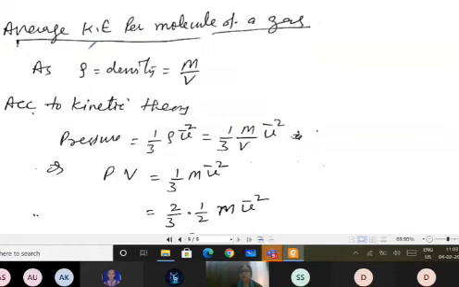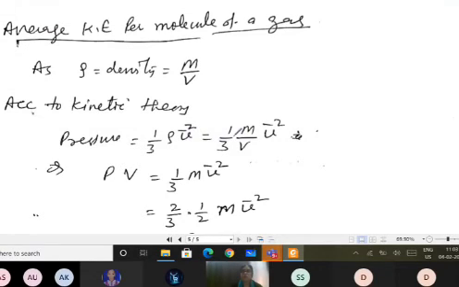Now the next thing is that you have to find average kinetic energy per molecule of a gas. That is again on the basis of kinetic theory of gases. So kinetic theory of gases should be clear. All the assumptions should be known to you. Now because we have done density, that is mass upon volume, according to kinetic theory of gases, the pressure exerted on the walls of the container is equal to 1 by 3 rho v bar square. V bar is of course average velocity.